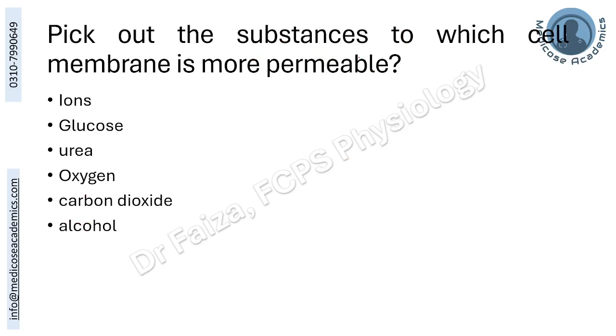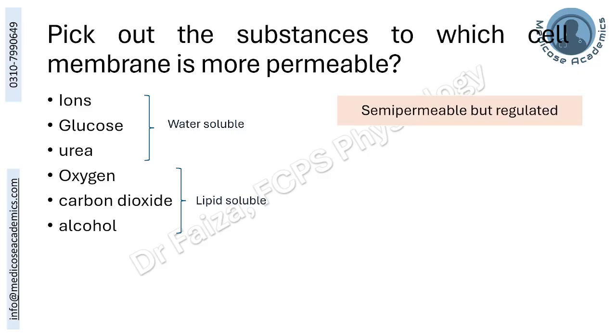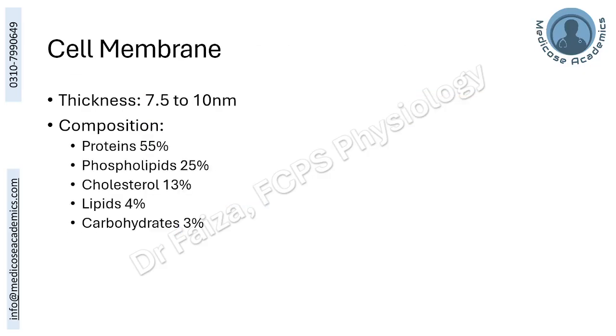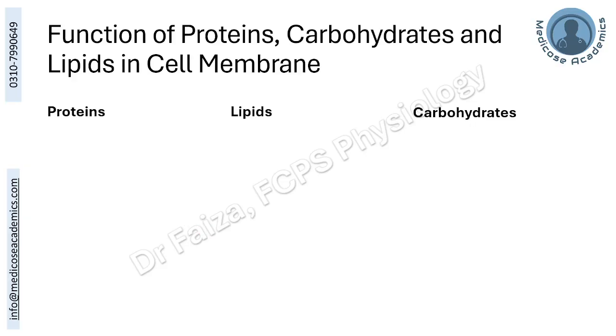Now that you know the composition of the cell membrane, can you figure out which of the following substances the cell is going to be more permeable to? Let me give you a clue. These all are water-soluble substances and these three are lipid-soluble substances. As the cell membrane has a phospholipid bilayer, of course, lipid-soluble substances are going to be more permeable. The thickness of the cell membrane is 7 to 10 nanometers. In composition, the proteins are the most, 55%, then phospholipids, cholesterol, then other lipids, and lastly the carbohydrates.